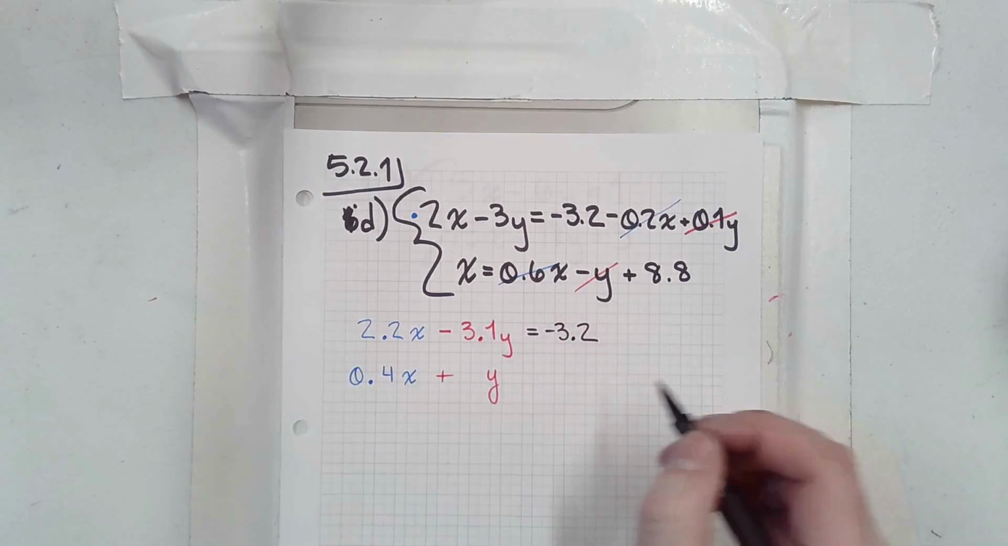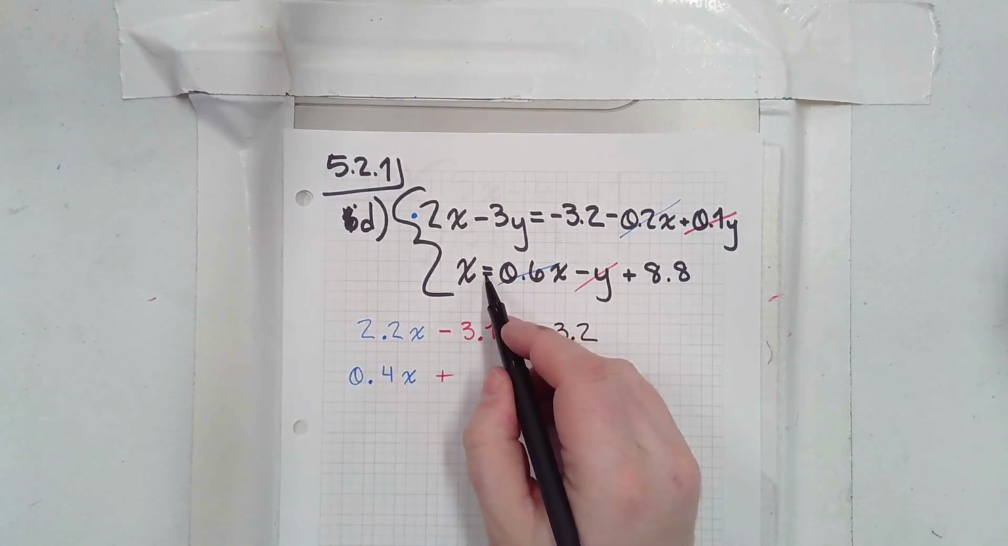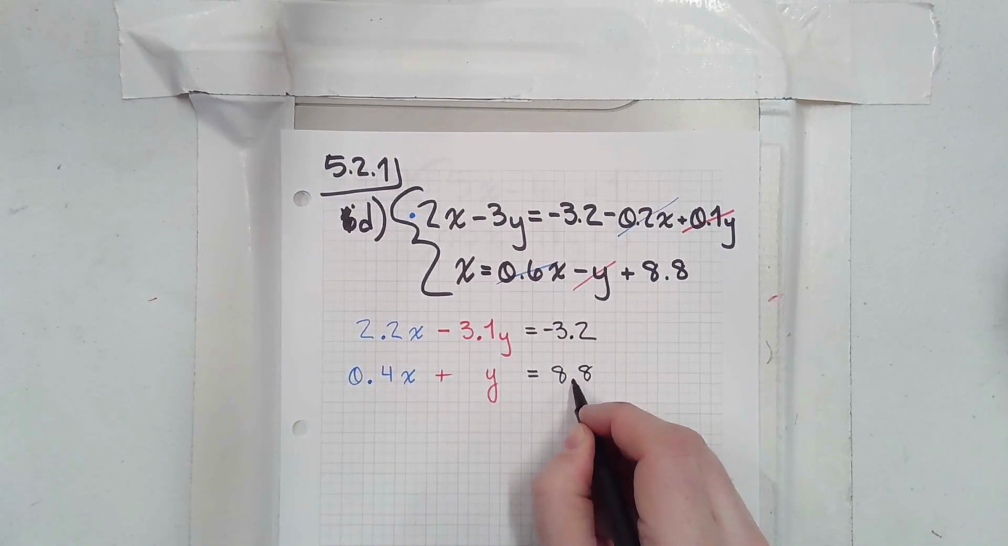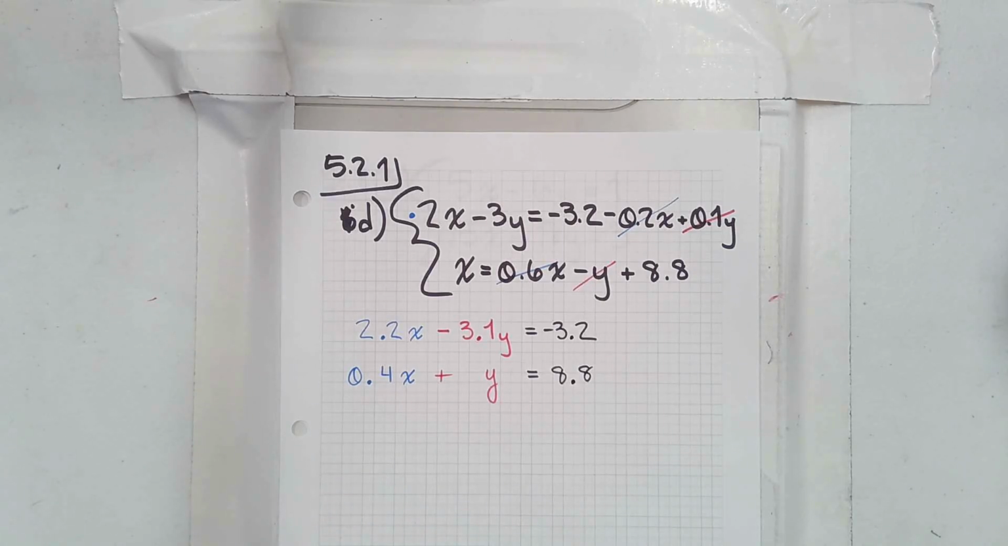And of course, what's left over will just be equals. This equal sign, here's the right side of the equation, 8.8. Don't lose those equal signs. So this looks a little bit better to work with, but still kind of awful, right? So I think what we need to do is get rid of these decimals.